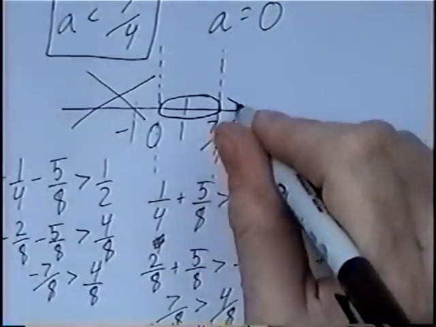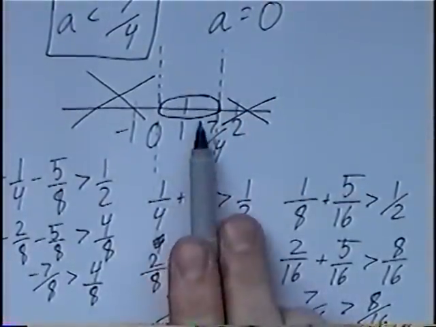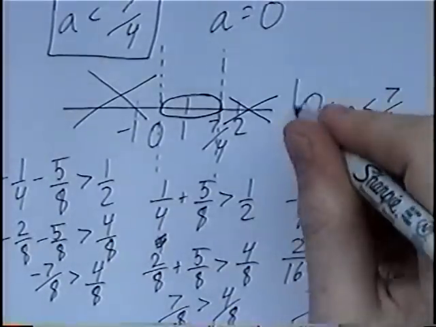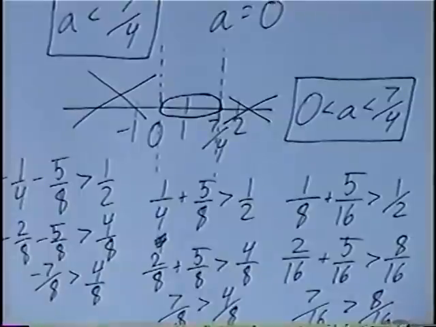7/16 is not greater than 8/16, which again means the section with 2, or the right hand section, does not work for the inequality. The only section that works is the numbers between 0 and 7/4. So writing our answer as an inequality, we'll have 0 is less than our variable a, which is less than 7/4. So any number between 0 and 7/4 is a solution. All the other numbers are not a solution.